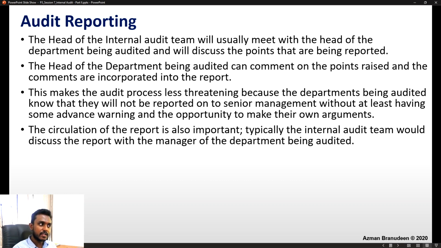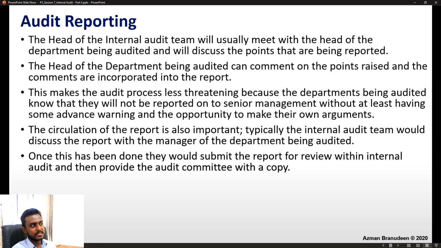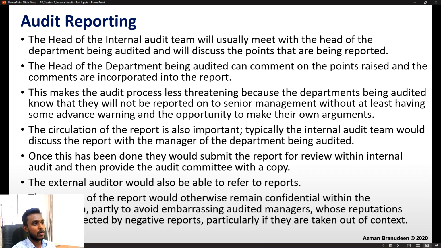The circulation of the report is also very important. Typically, the internal audit team would discuss the report with the manager of the department being audited. Once this has been done, they would submit the report for review within internal audit and then provide the audit committee with a copy. The external auditor would also be able to refer to the reports. Normally, as we've already looked at, the external auditor can tap into internal audit work.